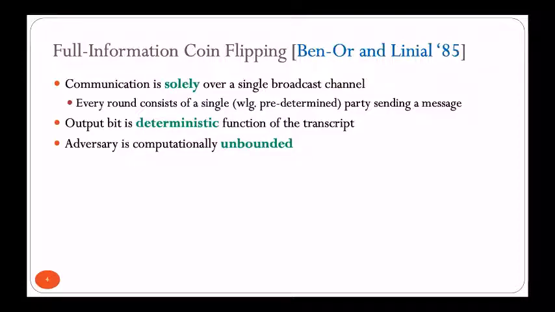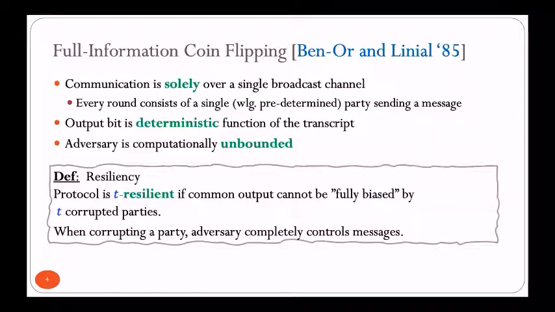So now that we know what coin flipping is, we want to understand what good coin flipping protocols are. So to that end, we define resiliency. So we say a protocol is T-resilient if the common output bit cannot be fully biased by an adversary controlling at most T parties. So this means that the protocol is resilient in some sense to T corruptions. So the better the protocol is, the more resilient it is.